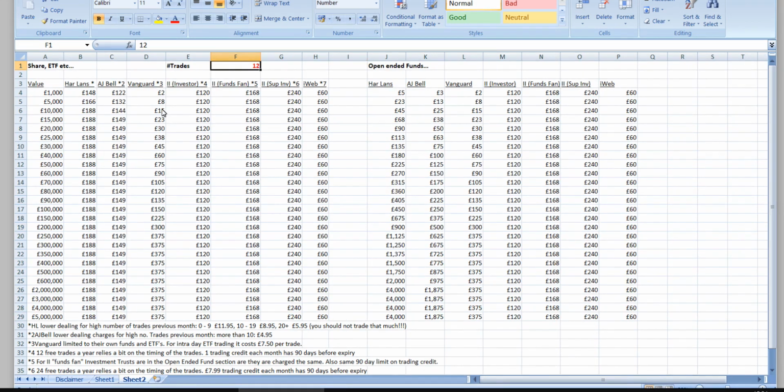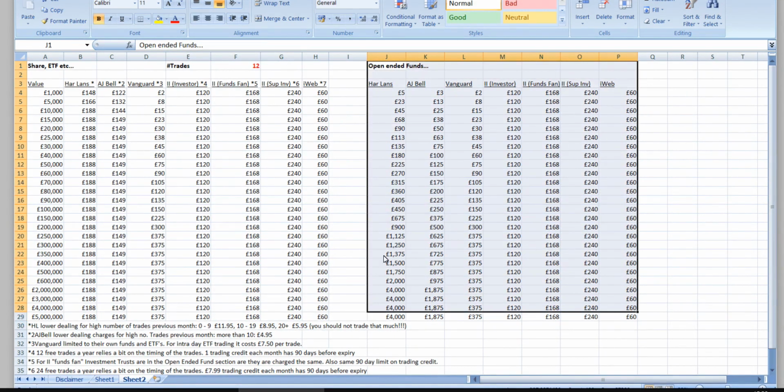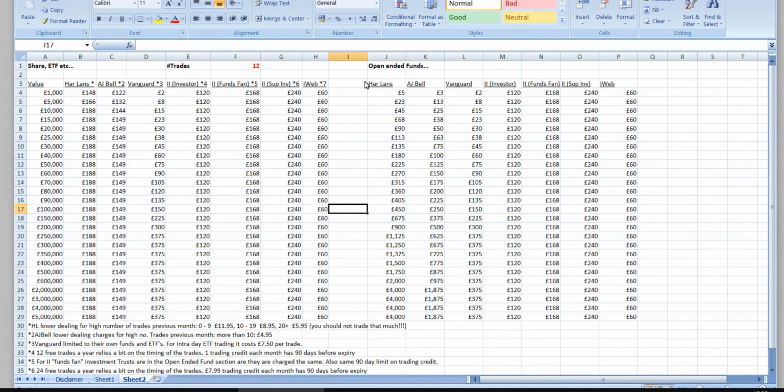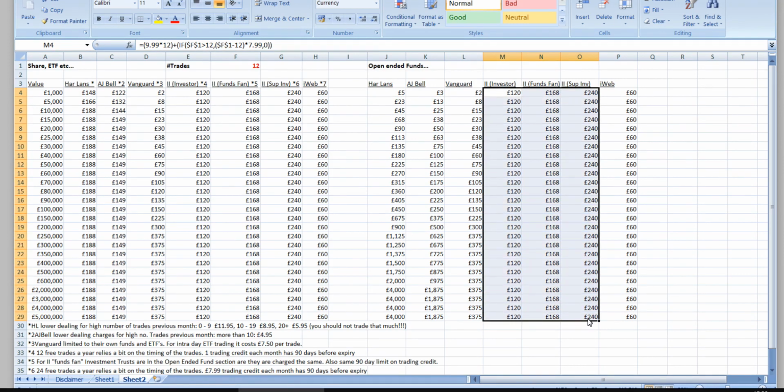If we go back to this other spreadsheet where the value changes down here, when we use the second half of the spreadsheet for open-ended funds, let's stick with 12 trades a year. That's easy. Look, iWeb is £60 a year. These other ones aren't that bad, all the way down. Because they charge you a fixed amount plus trading, it stays the same all the way down.